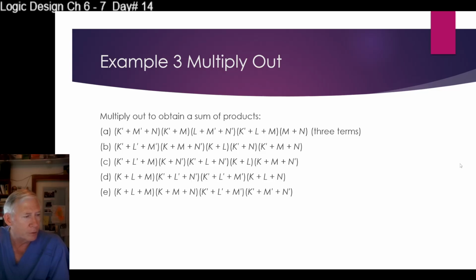Actually, I know these are crazy bad, so I'm going to do E. Let me write this down, and then I'll do this with, I think, just 4 variables. Let me just check. So K plus L plus M, quantity times K plus M plus N, times K prime plus L prime plus M prime.